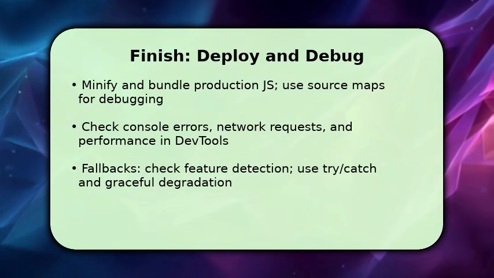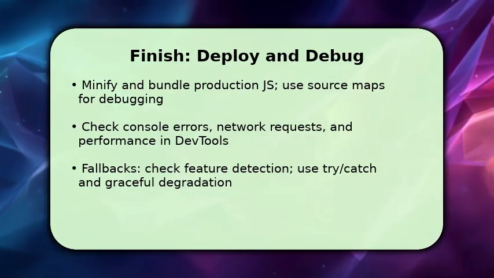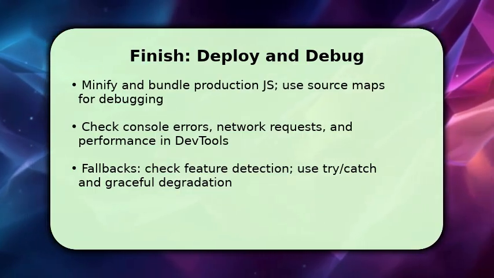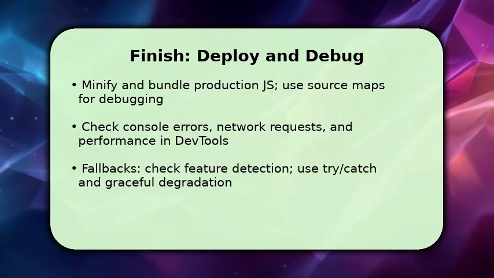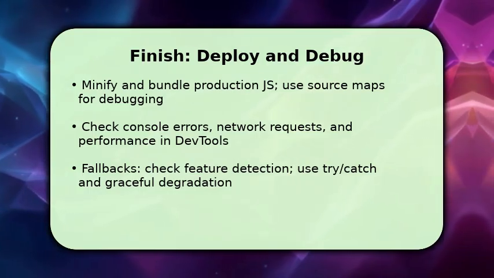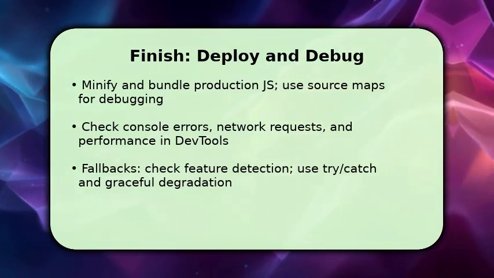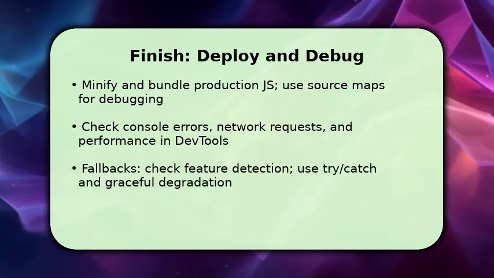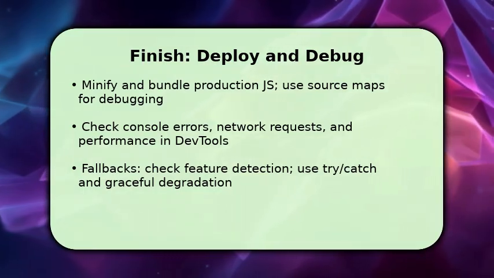To finish, prepare the script for production by bundling or minifying, while keeping source maps for debugging if something breaks. Deploy to your server or static host and open DevTools to monitor console errors and network loads. Make sure event listeners attach and resources load.